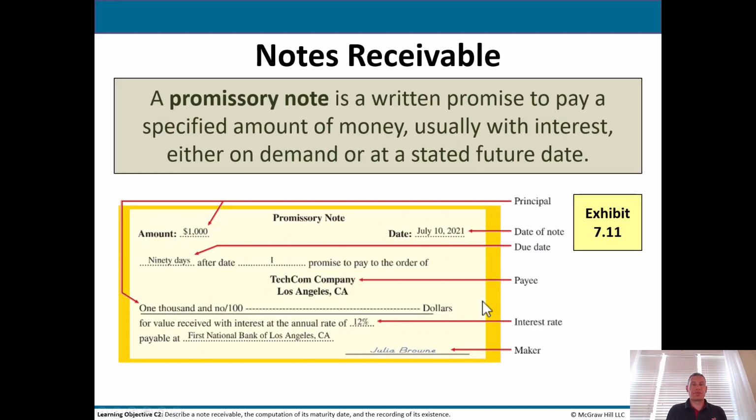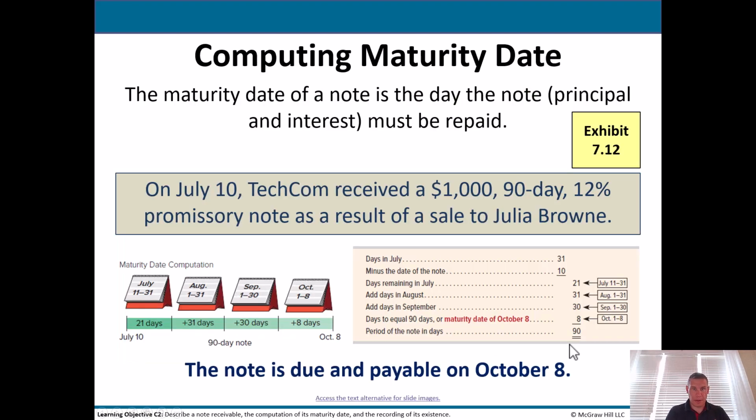All right, let's talk about notes receivable. A promissory note is a written promise to pay a specified amount of money, usually with interest, not always, but most times, either on demand or at a stated future date. So you can see we've got the amounts, we've got the date, we've got how long the note's for, 90 days or 3 months. We've got the name of the company, and then of course we'll put the interest rate. That's a pretty steep interest rate, but that's the direction it's moving, so it's probably appropriate. The maturity date of a note is the date the principal and the interest must be repaid. So if you ever hear that term, maturity date, that's what they're talking about.